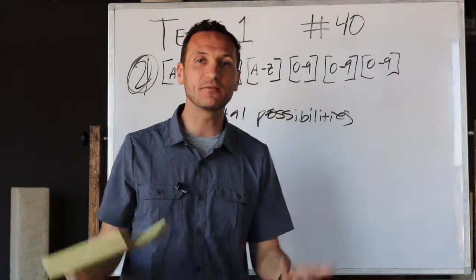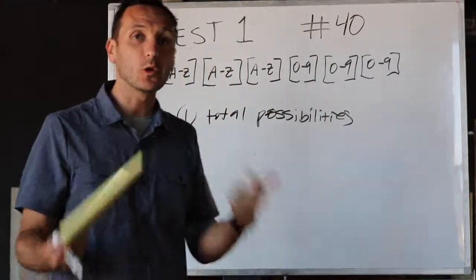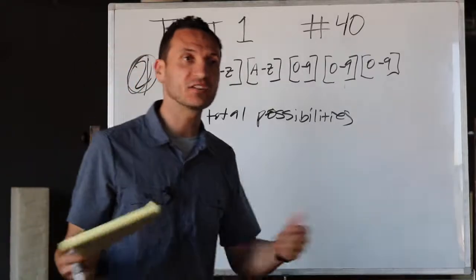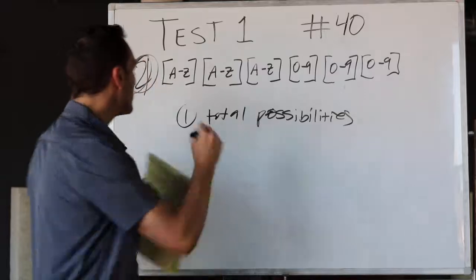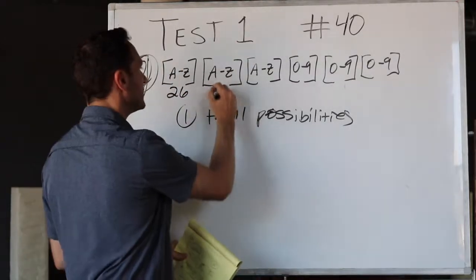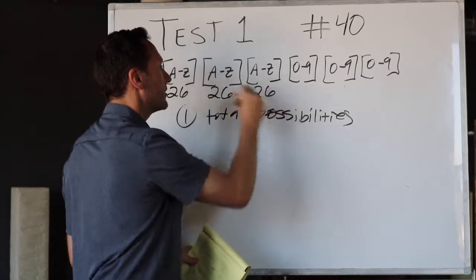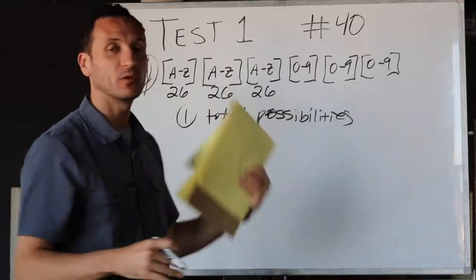Now, the third part of the word problem strategy, doing the work, is to organize it and solve it. So here's how we solve it. If this has A to Z, we know that this has 26 possibilities. And same with this one, 26, 26. There are 26 letters in the alphabet, so there are 26 possibilities for each one of these letters.